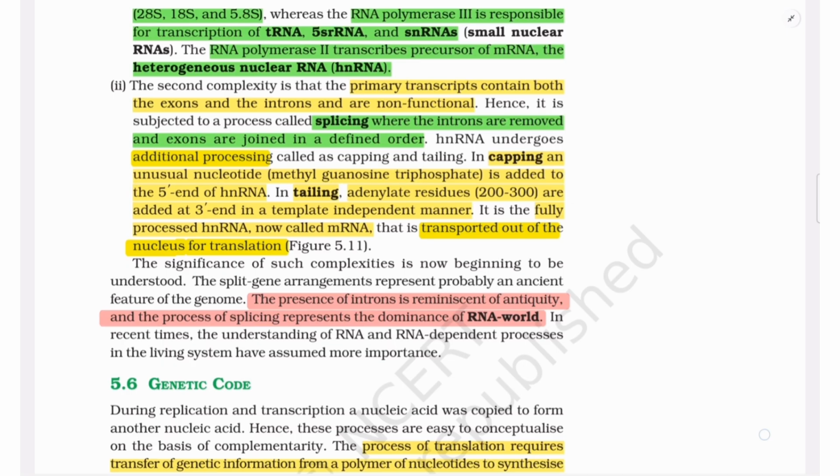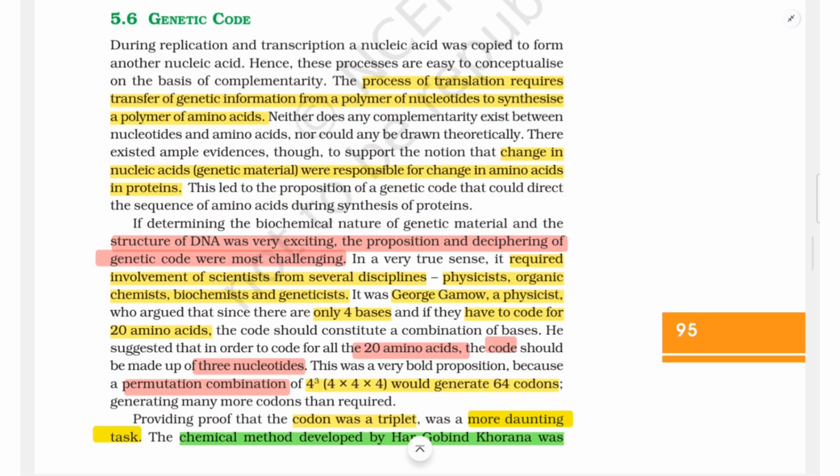In recent times, the understanding of RNA and RNA dependent processes in the living system have assumed more importance. 5.6 Genetic code. During replication and transcription, a nucleic acid was copied to form another nucleic acid. Hence, these processes are easy to conceptualize on the basis of complementarity.